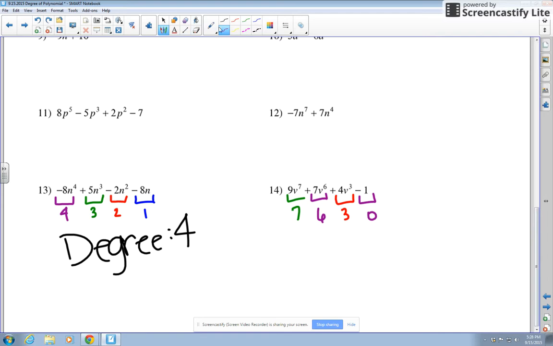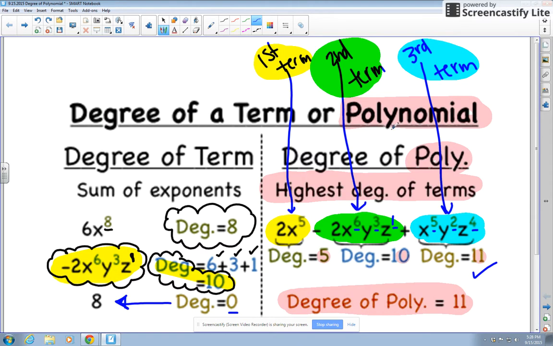Okay. And now that we have collected all the degree values for each term, we're going to get the degree for the polynomial. So when we're asked for the degree of the polynomial, it's simply 7. Because when we go back, remember, when you find the degree of a polynomial, it's the highest degree of terms.